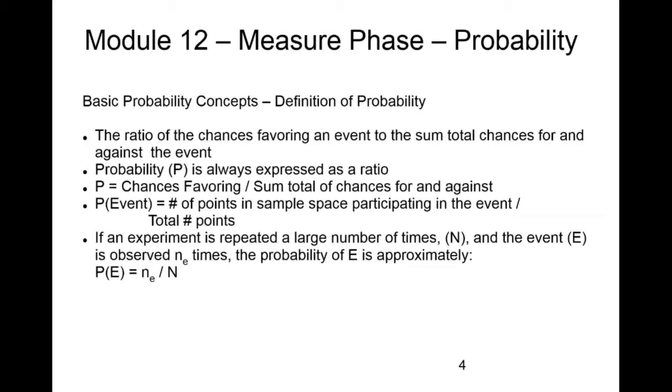And the event experiment is repeated. If the experiment is repeated a large number of times, and the event is observed with subscript E times, the probability of E is approximately, and there's the formula for that, P(E) equals N subscript E divided by N. So there you have that.